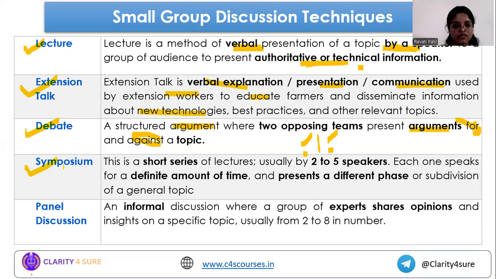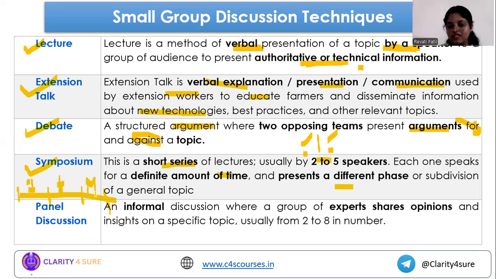Next is symposium. Symposium is a short series of lectures, usually by 2 to 5 speakers. Each one speaks for a definite amount of time and presents a different phase or subdivision of that broader topic. Let's take our topic only. We know extension education teaching methods is a broader topic. We divided it into 3 topics: first is individual, second is group, third is mass contact.